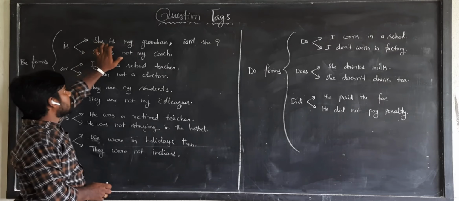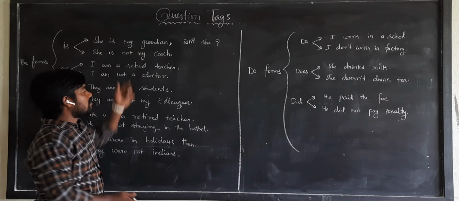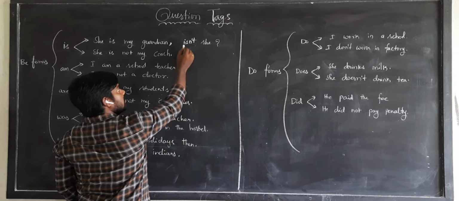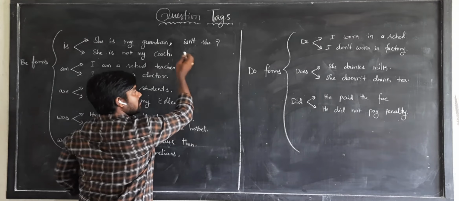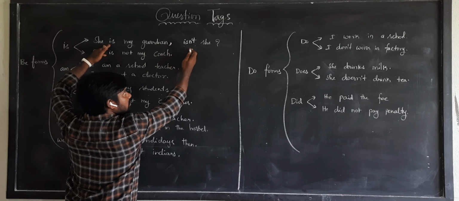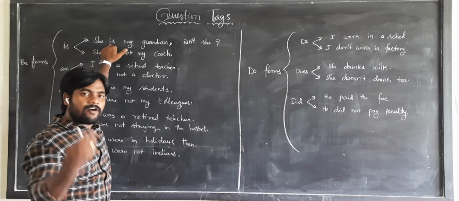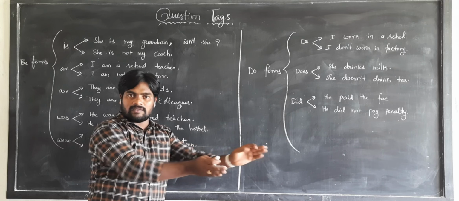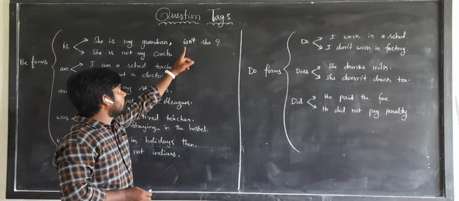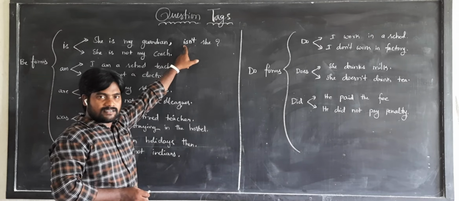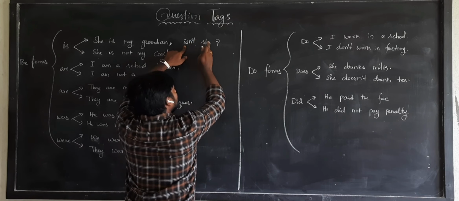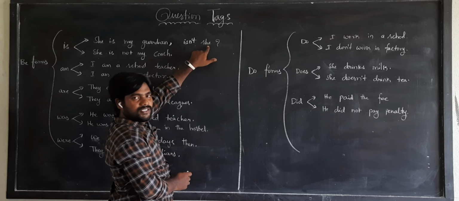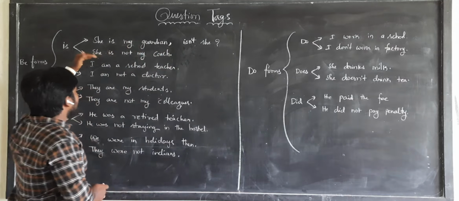Once again, she is my guardian. Since it is positive, the tag should be negative. How should we write a negative? Isn't she? Take the auxiliary verb. How do we form a question? By adding the auxiliary verb in the beginning. That is what we did here. Is, and the contraction, that is negative, n't. Isn't she?